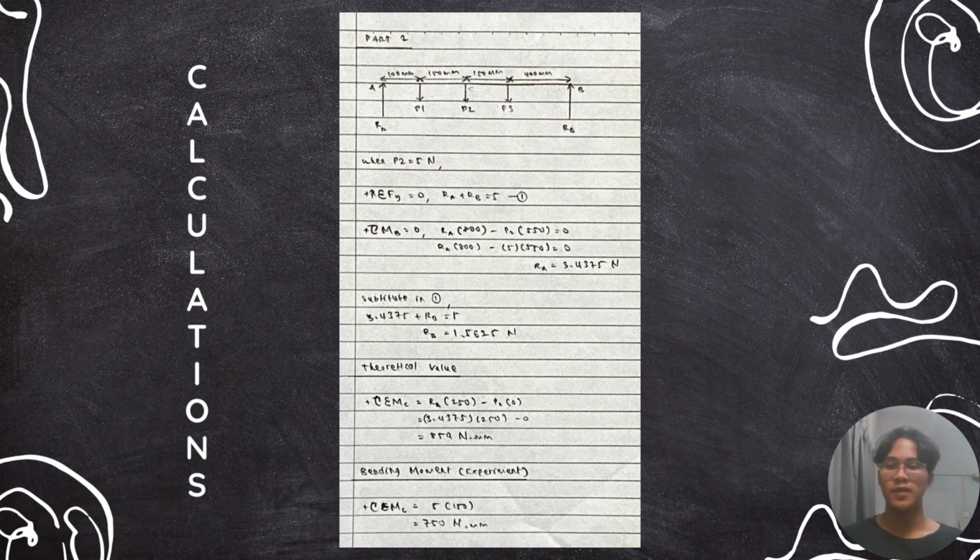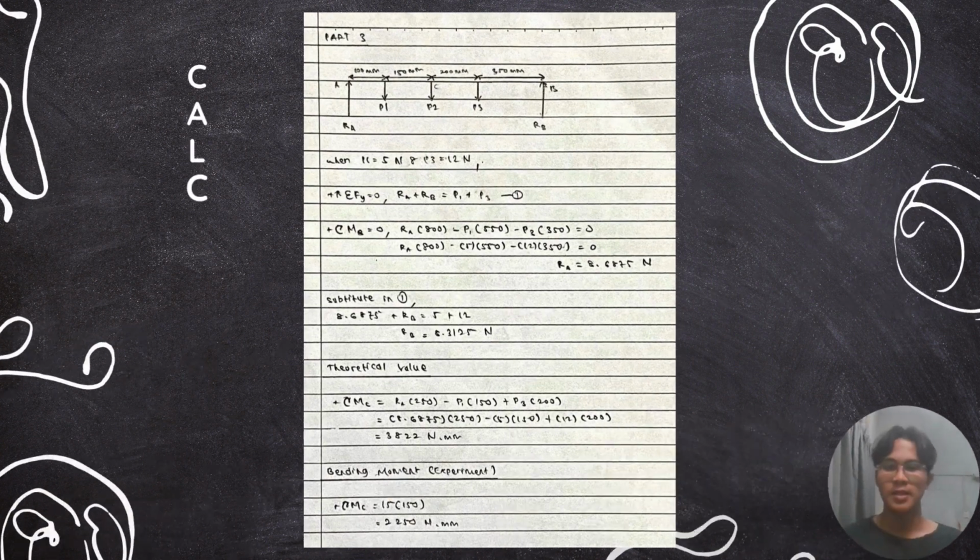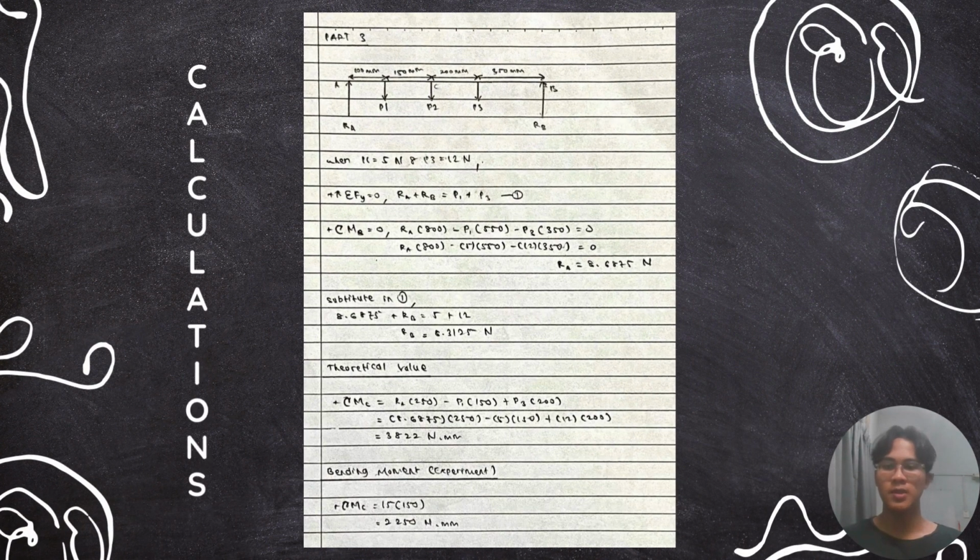As for the theoretical value, we just do the summation of moment at point C by inserting the value of Ra and P2. And for the bending moment, which is the data that we got from the experiment, we just do the same, which is the summation of moment at point C by multiplying the distance of 150 mm with 5 Newton net force. Lastly, in part 3, we increase the distance between P3 and P2 to 200 mm.